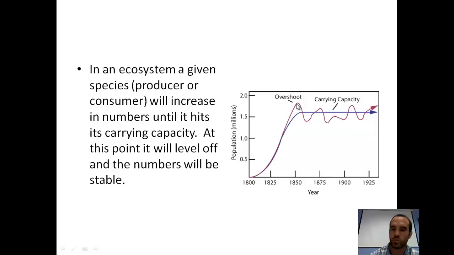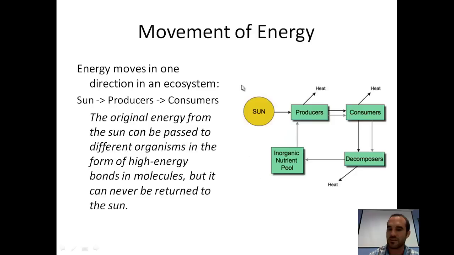In an ecosystem, you can think of energy moving in just one direction. So when we talked about water, and we talked about carbon and nitrogen, it's going to cycle through an ecosystem. Energy is going to move pretty much in one direction. It's going to go from the sun to the producers in the ecosystem. So that's always the first level. The total amount of initial energy in an ecosystem is what's going to be trapped in your producers.